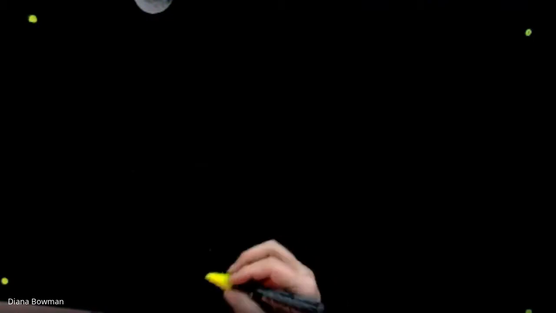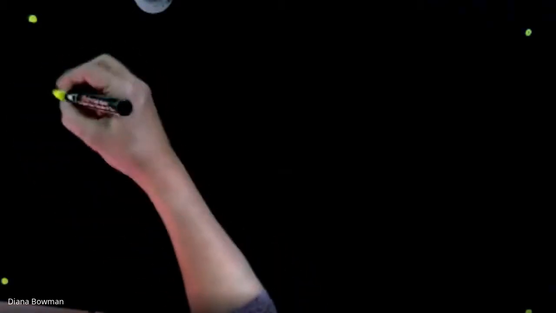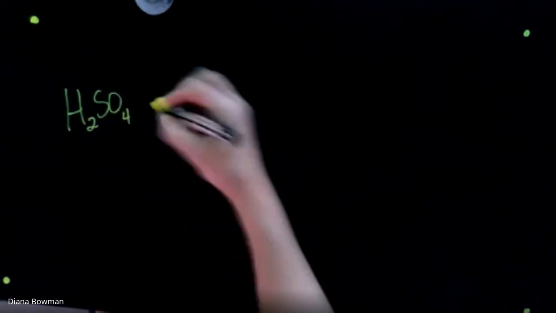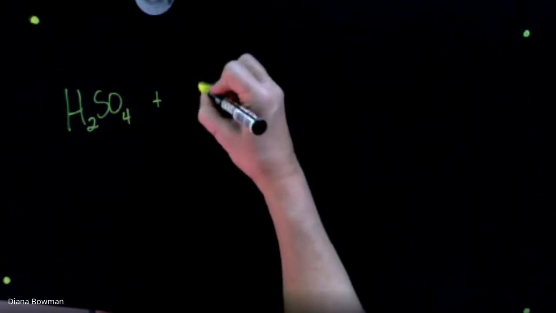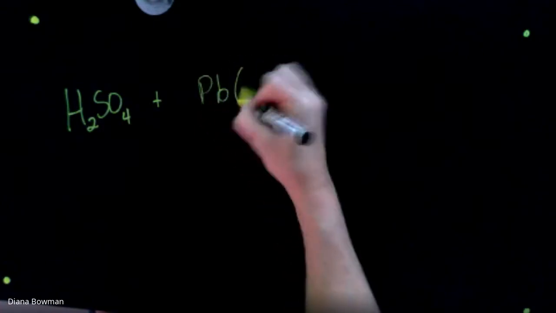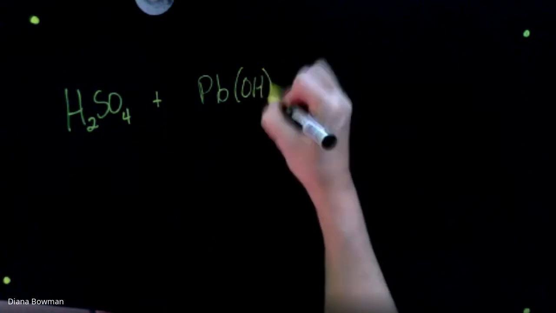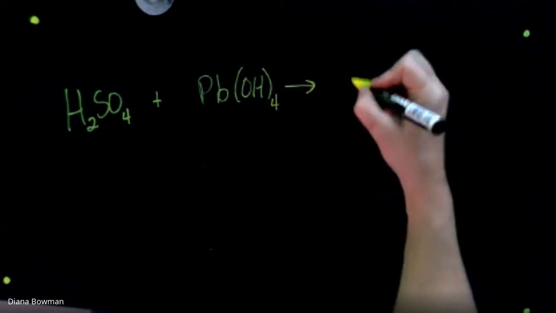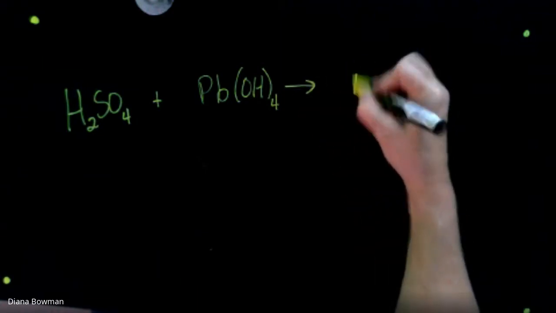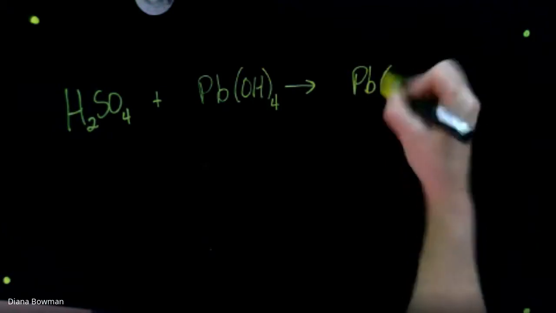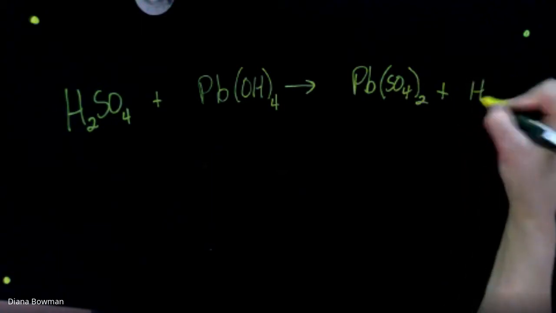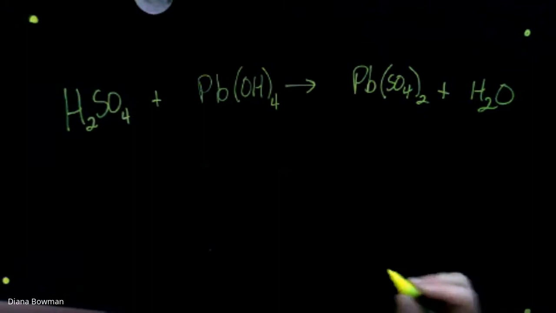So that one, let me see. I've got to find it. Oh, yeah. So this is going to be some sulfuric acid with some lead hydroxide. That sounds super dangerous, doesn't it? So H2SO4 is sulfuric acid plus some lead hydroxide. That sounds toxic. Pb(OH)4 must be lead 4 hydroxide. And on this side, what's going to happen? We're going to get some lead sulfate over here. So Pb(SO4)2. And some water, H2O.